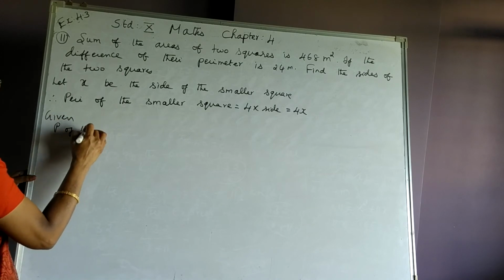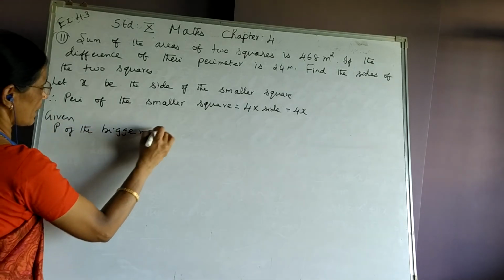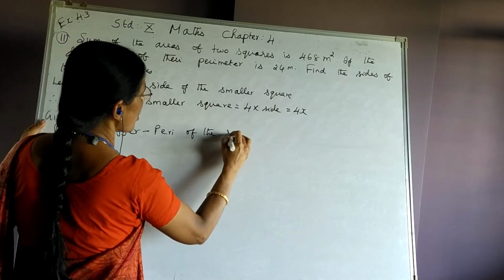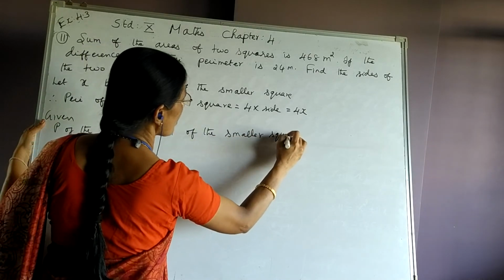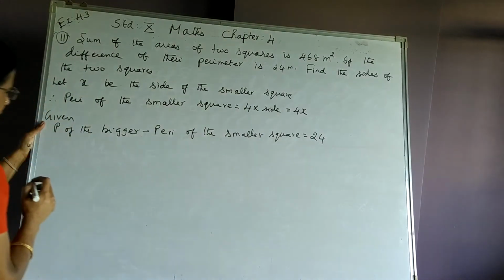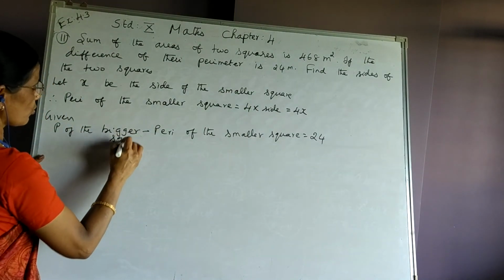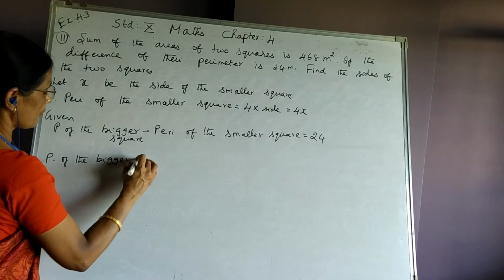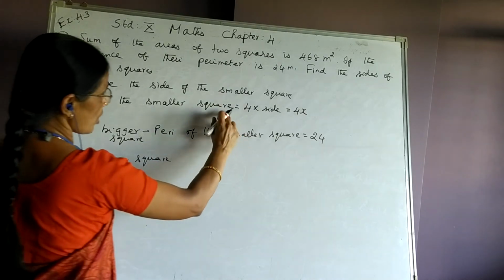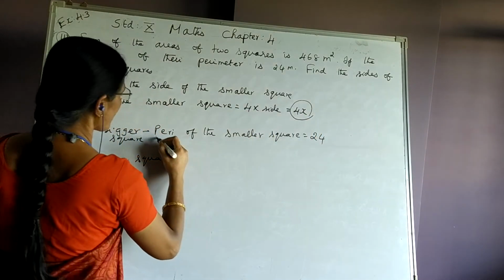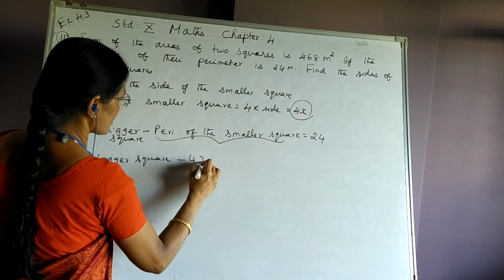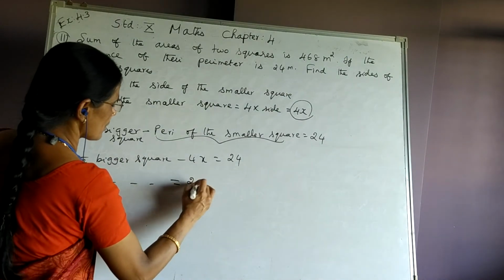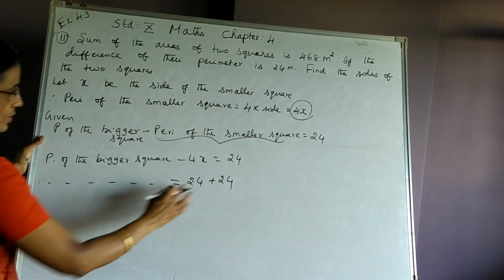And what is given? Given is the perimeter of the bigger square minus the perimeter of the smaller square is equal to 24. The perimeter of the bigger square we don't know, therefore I write it as it is. The perimeter of the smaller square we have found is 4x, so we substitute this. Therefore, the perimeter of the bigger square is 24 plus 4x.